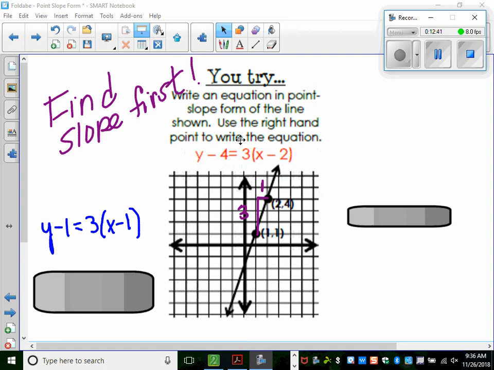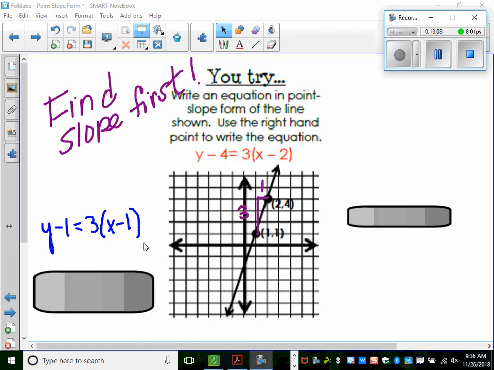All right, here are your two answers. For the point (2, 4), you should have y minus 4 equals 3 times x minus 2. Again, you had to put that little note there, find slope first. Write that on your paper. My slope was 3. And then when I did the other point, (1, 1), it would be y minus 1 equals 3 times x minus 1.